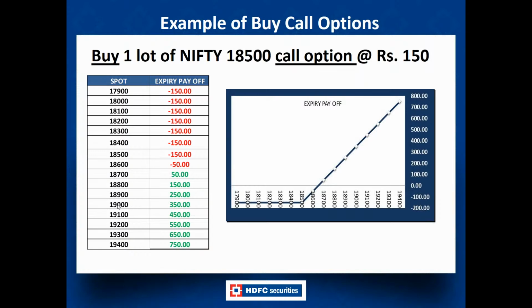How 350? The difference between 19,000 and 18,500 is 500 points, and you have already paid 150 rupees. So we'll deduct 150 rupees from 500. So net you will be making 350 rupees.